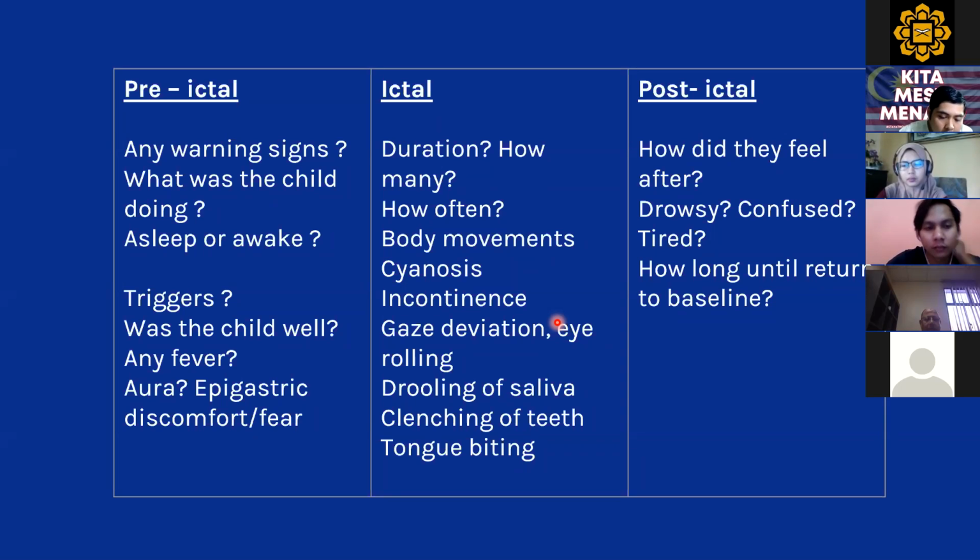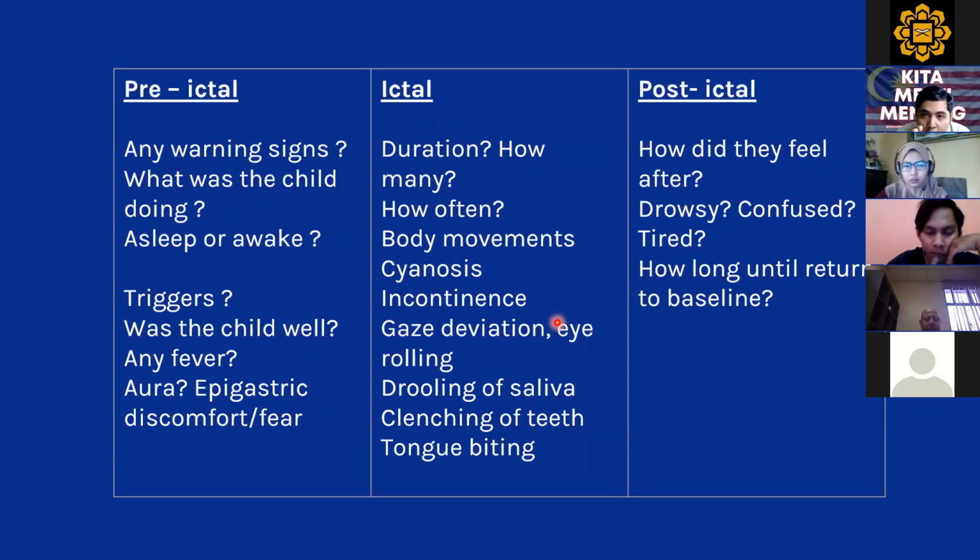Okay. And then, was the child well during that time? Is there any fever, to rule out infection? Is there any aura? Aura such as flashing lights, seeing colors, or complex visual hallucination, we need to ask. And then, is there any epigastric discomfort? That can also give us a clue that the child is unwell.